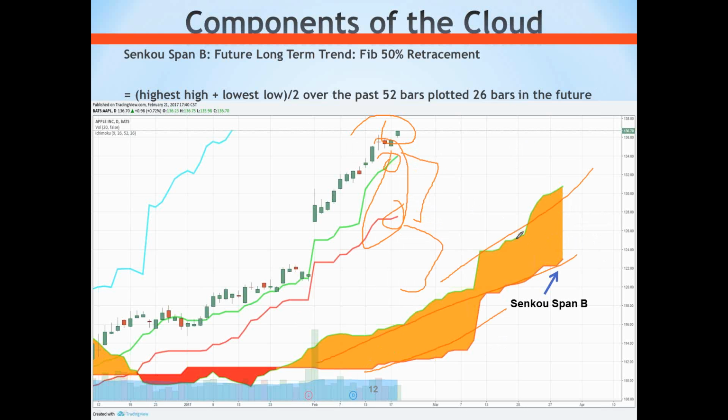And I think a lot of traders look at this forward projected part of the cloud and expect that to give them some type of guidance on where exactly the market is heading, to what price level, and it doesn't work that way. All this is showing me is how strong the current trend is, okay?